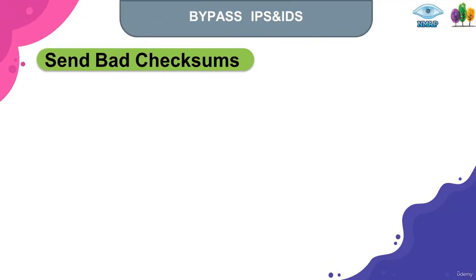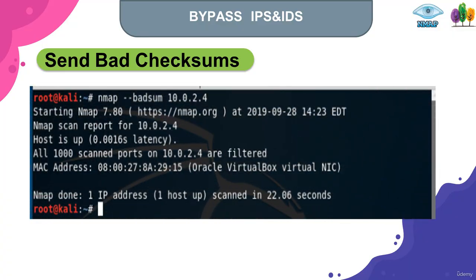Send bad checksums is another way to circumvent security systems. Send incorrect checksum packets. Now, many security systems ignore faulty packets, especially due to performance problems. So by taking advantage of this behavior, we may be able to send incorrect checksum packets with Nmap. And you can use the nmap --badsum target command to send packets to destinations with failed checksums. So I'll show you an example.